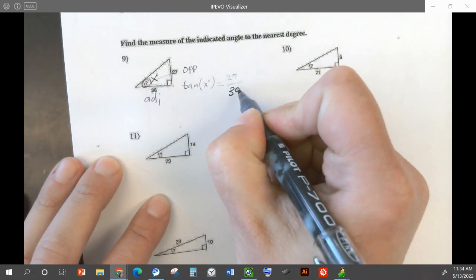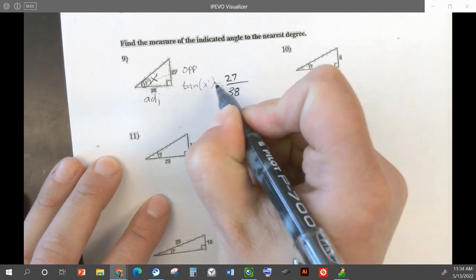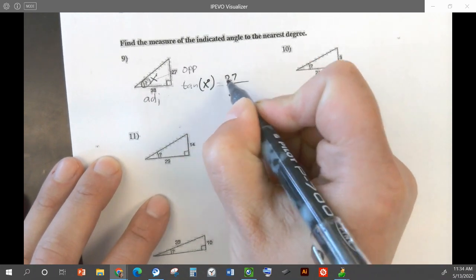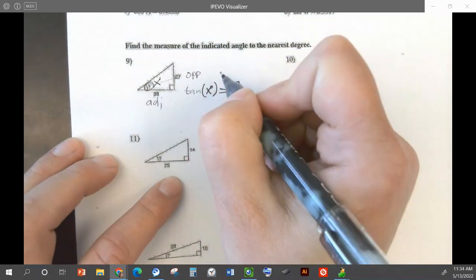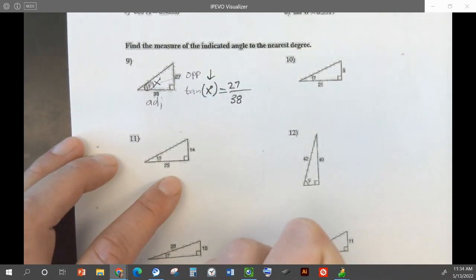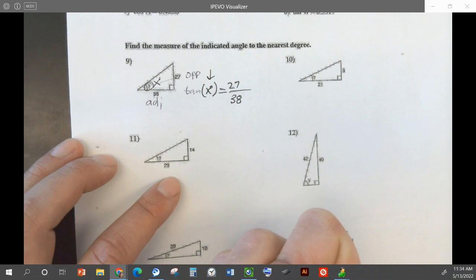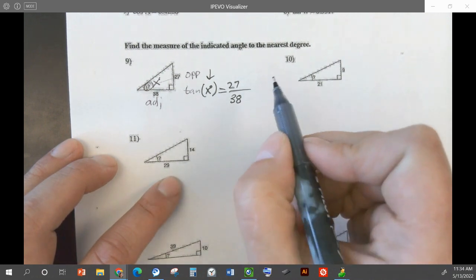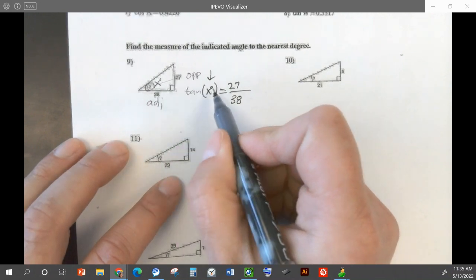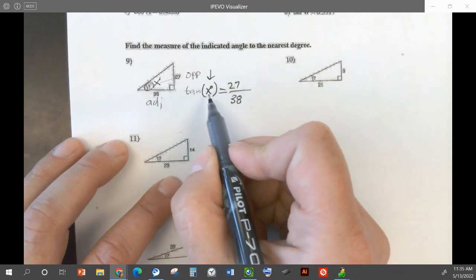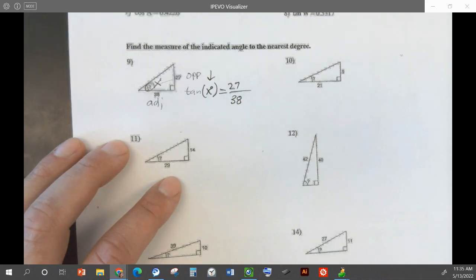Adjacent is 38. There we go. So now what are we going to do? We need to solve for the angle. How do we do that? So if we times 38, we're going to get 38 over here. And we want x. So x is almost by itself. We just have to do one step to get x by itself.